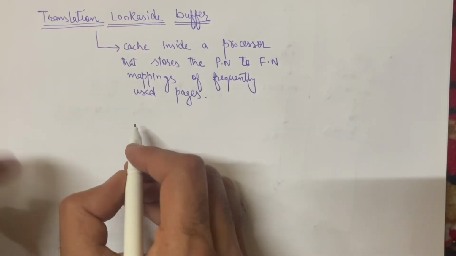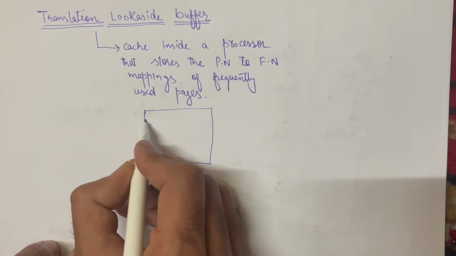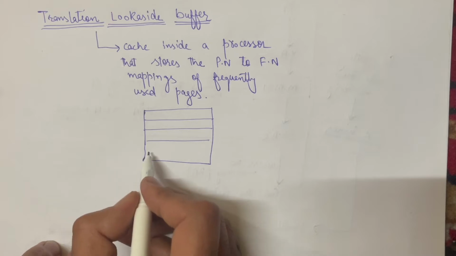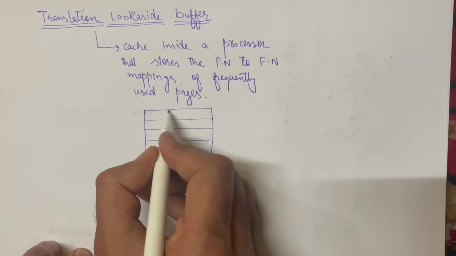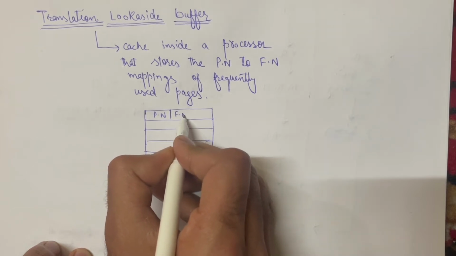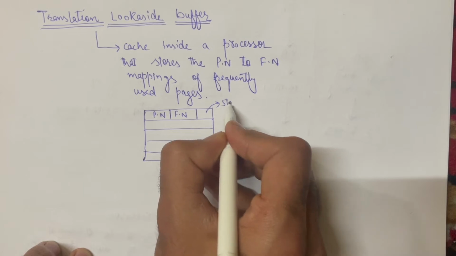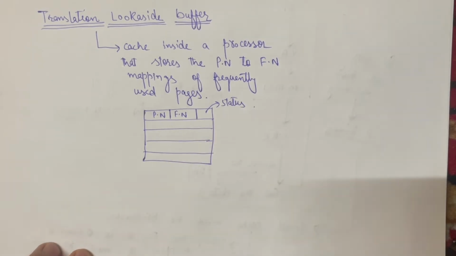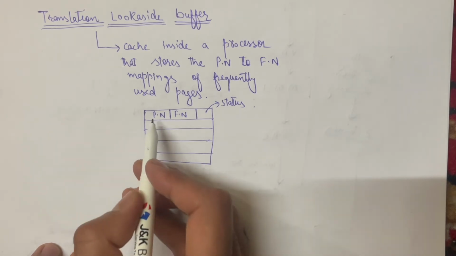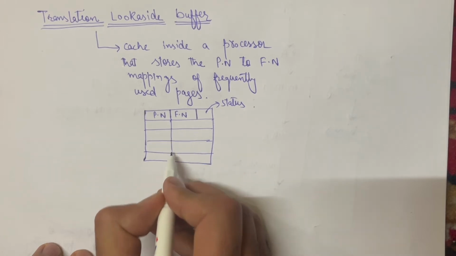Translation look-aside buffer is kind of a cache. So it is basically a fully associative cache. And every entry contains the page number and its corresponding frame number and some extra bits. Extra bits are status bits. We don't have to discuss the status bits right now because we will only discuss how this TLB is used. Page number and frame number of frequently used blocks.